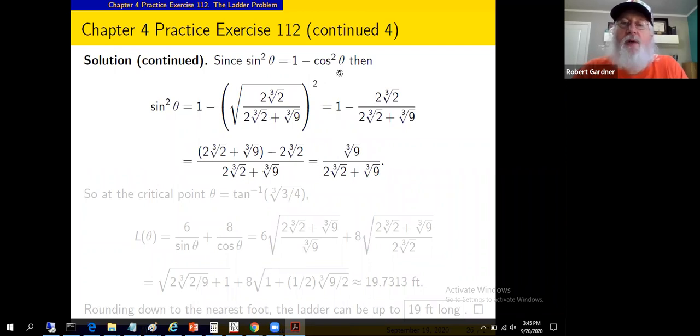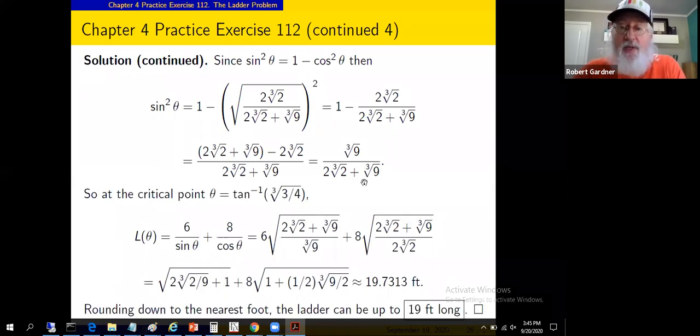Sine squared equals 1 minus cosine squared. So let's plug that cosine we just found in. It gets squared, so I lose the square root. Gives us this. Trust me on the arithmetic at this late hour. Simplifies to this.